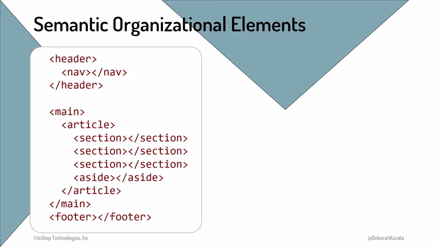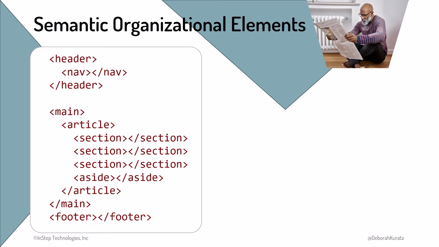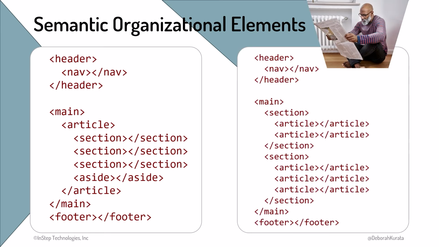Depending on your page layout, you may use these organizational elements differently. For example, if you are displaying something with a layout similar to a newspaper, you may have markup more like this, with content grouped into sections, like local news, weather, and sports, and articles within those sections. These semantic organizational elements are meant to be flexible. Select the elements appropriate for your layout.